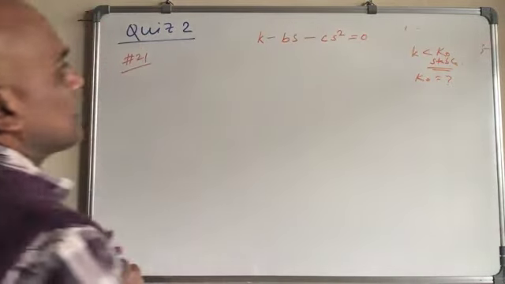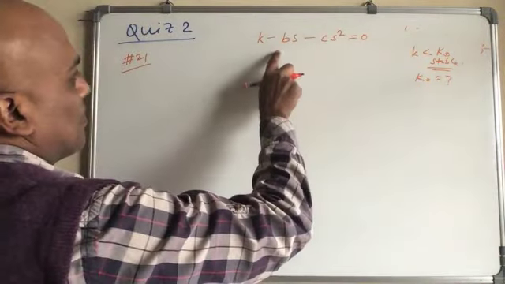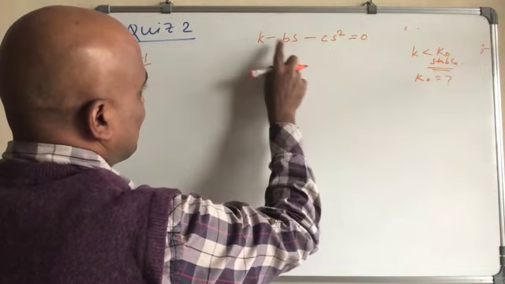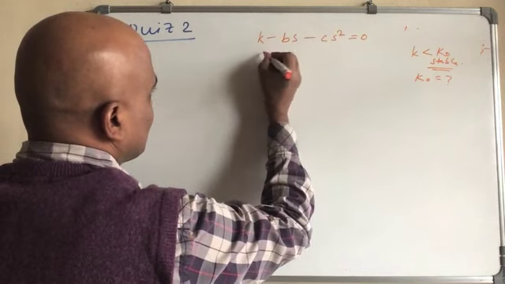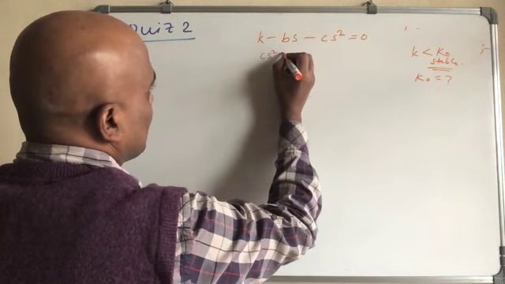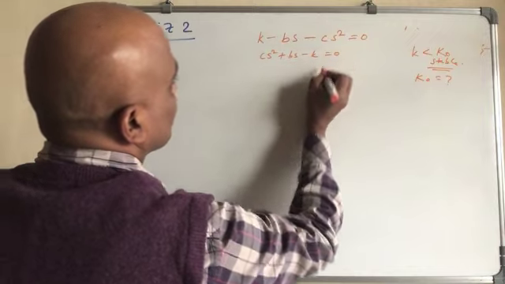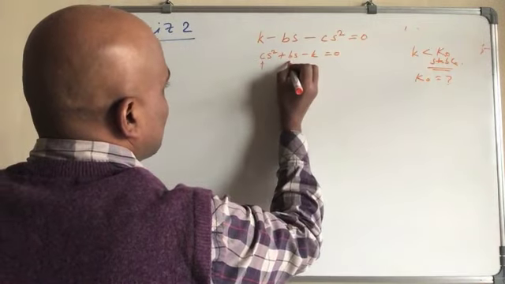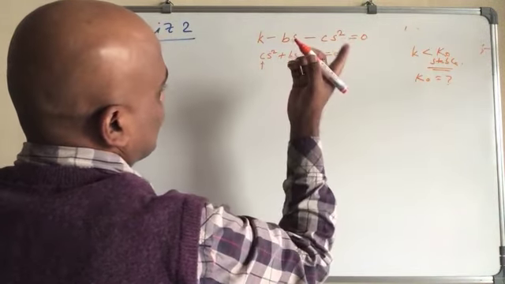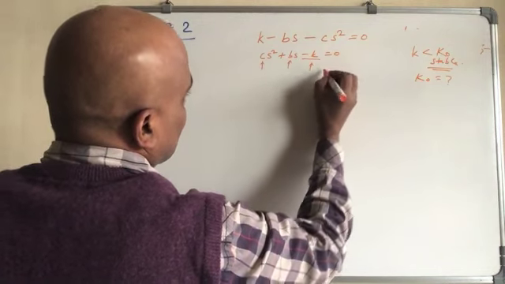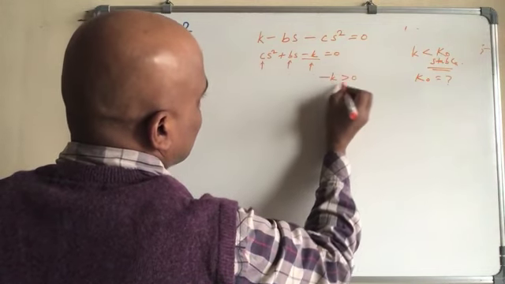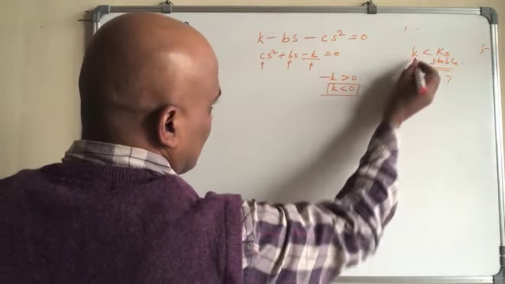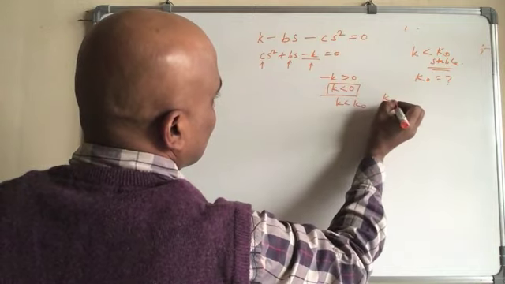Okay, so looking at this one, remember that we can also write it in terms of, if you multiply by minus to all of them, we get Cs square plus Bs minus K equal to 0. Straight away you know that all the coefficients have to be positive, and hence you can say that minus K has to be positive, and that really means K has to be less than zero. And hence, if K less than K naught, then K naught equals zero in this case.